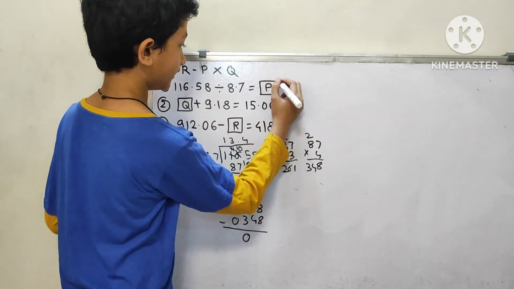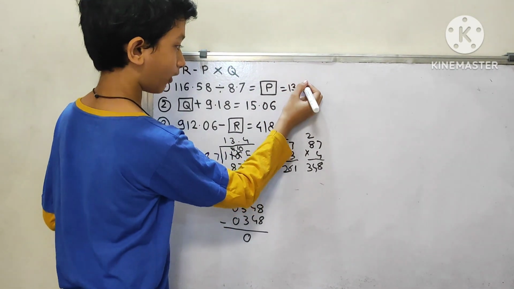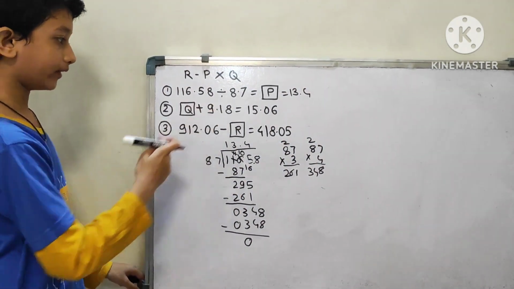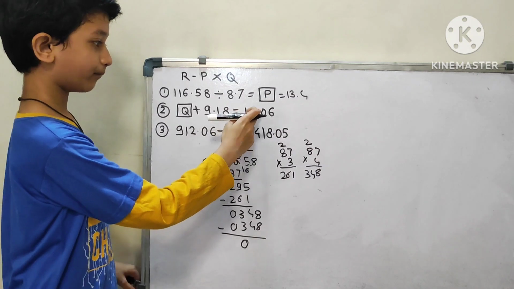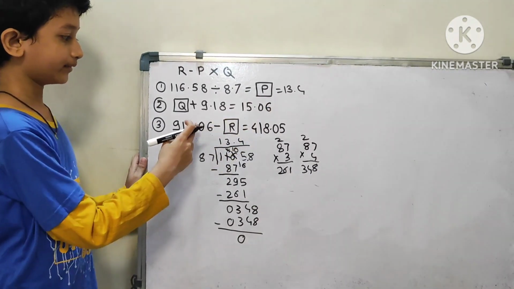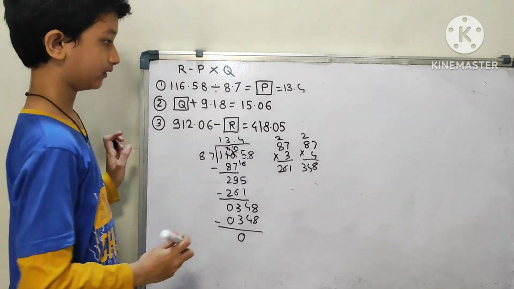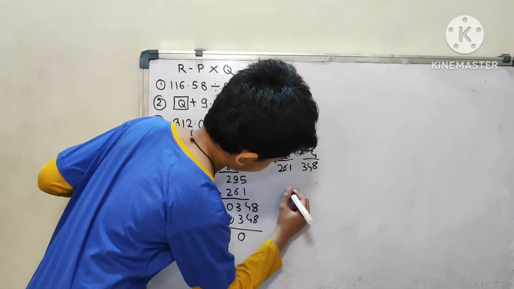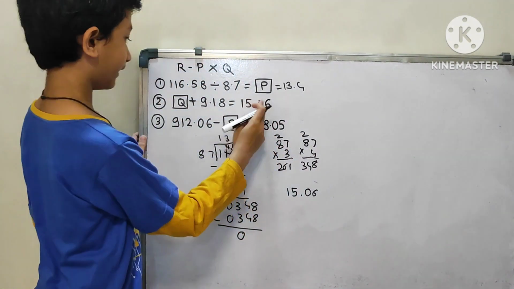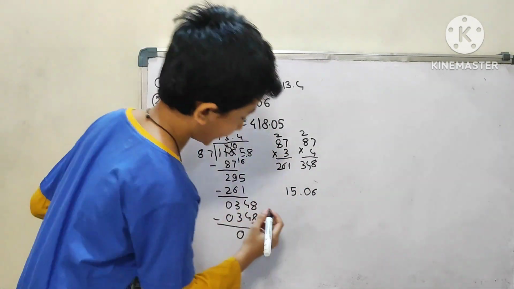So we will write here 13.4. Now here Q plus 9.18 is equal to 15.06. So we will subtract 15.06 minus 9.18. So here we will do 15.06 and minus 9.18.